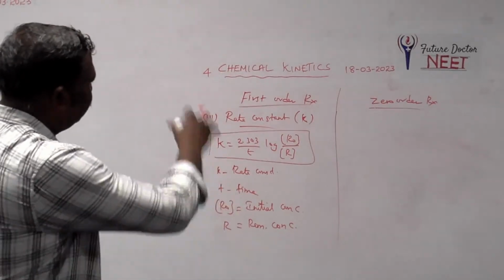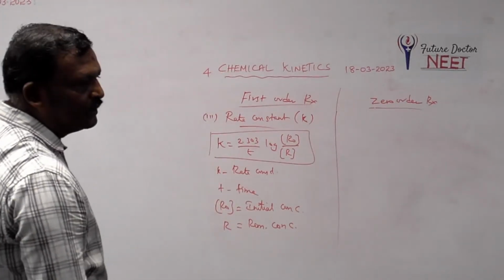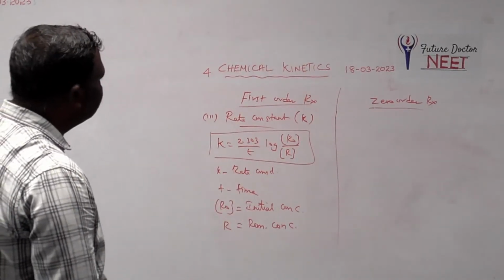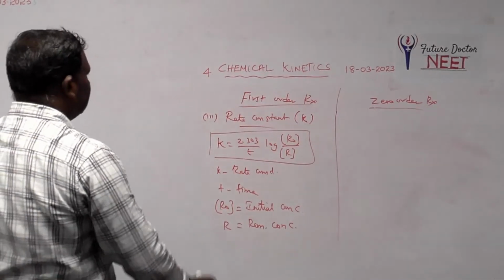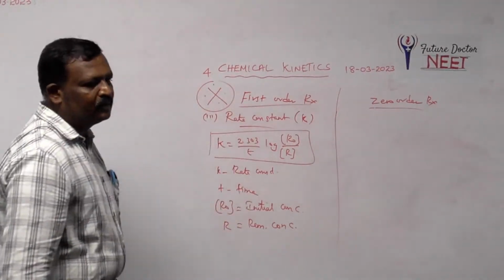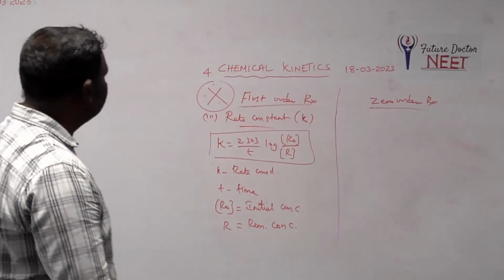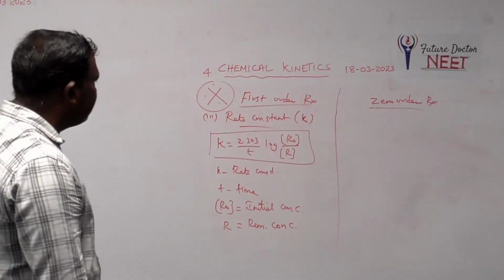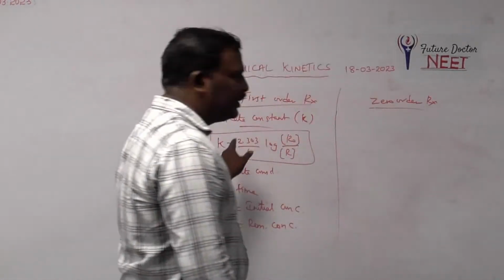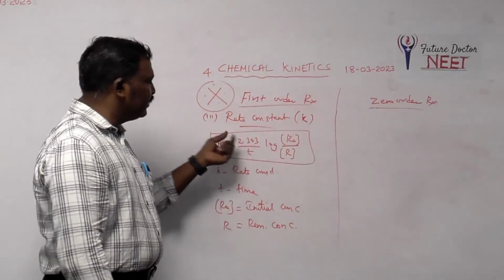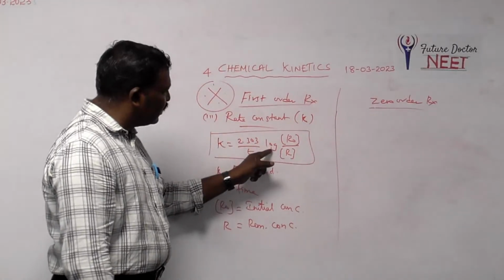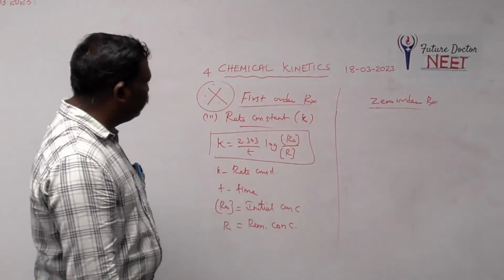First, I will complete all the important points in first order reactions, then we can do zero order reactions. First order reaction is very important, compulsory; we can get at least one question from here. Are you following? Just remember the formula; you derive the formula in 12th standard, and it will be asked for 5 marks, you know that. K is equal to 2.303 by t log of R naught by R. Understood?